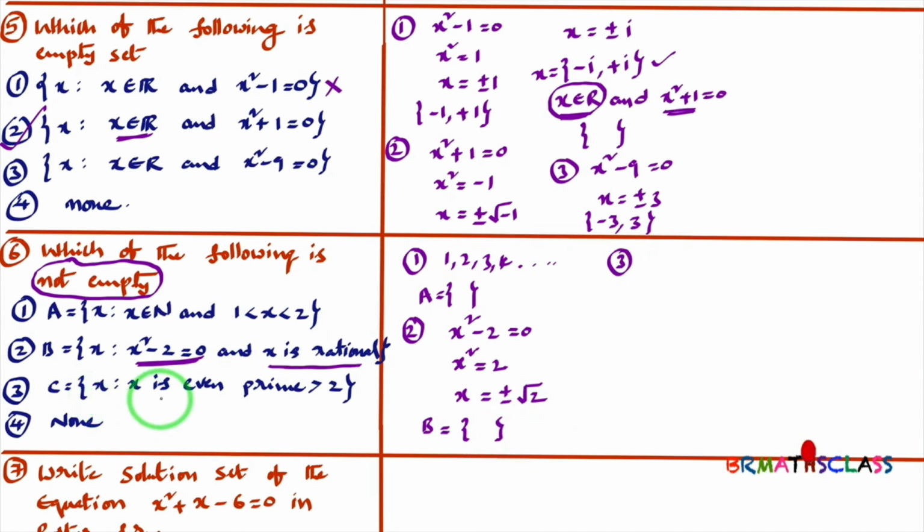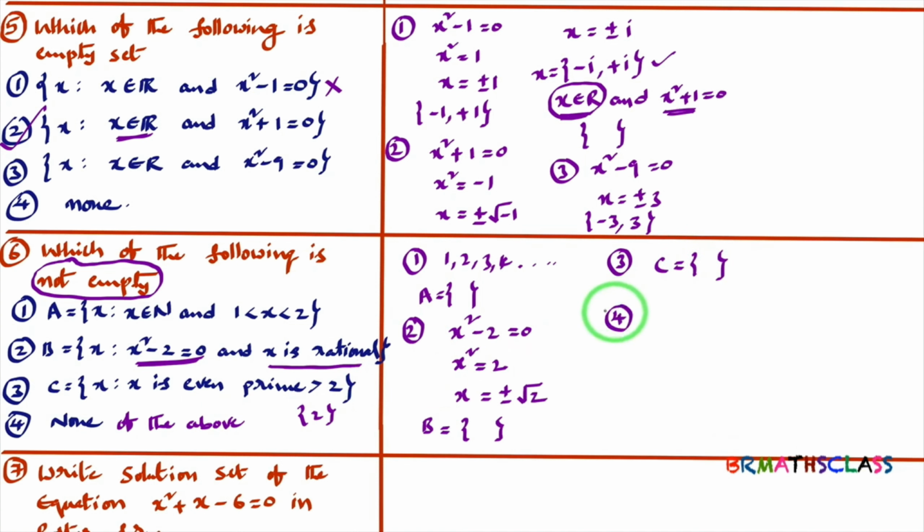X such that X is even prime number greater than 2. What are the prime numbers greater than 2? There is no even prime number which is greater than 2. 2 is the only even prime number, right? So what will you say about set C? Set C is empty set.